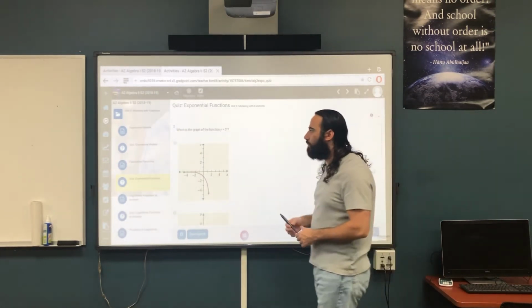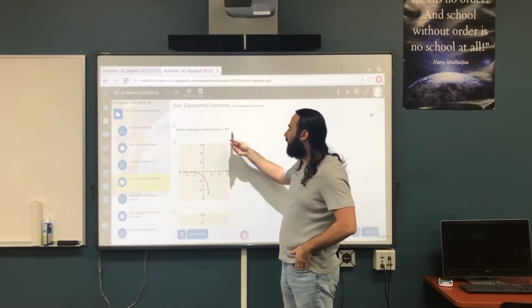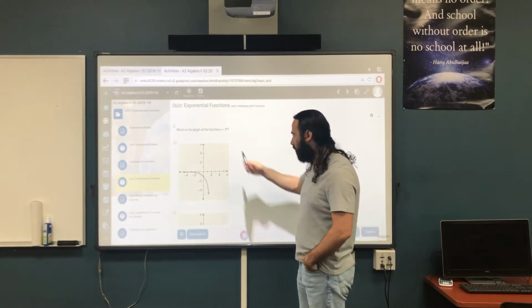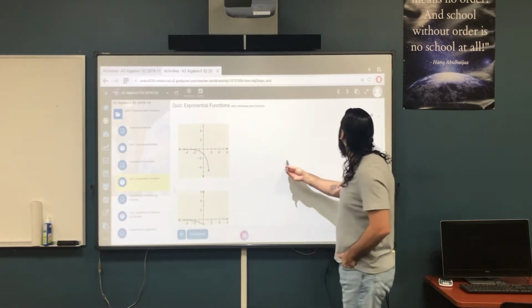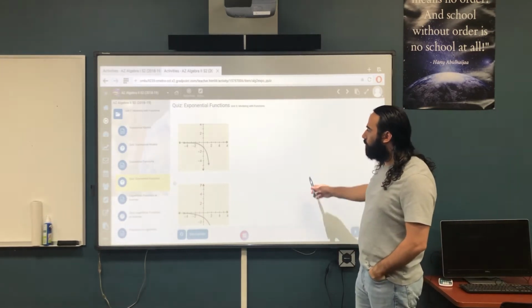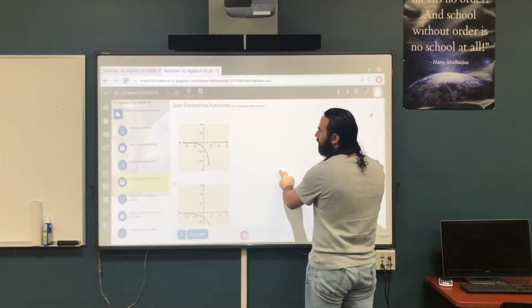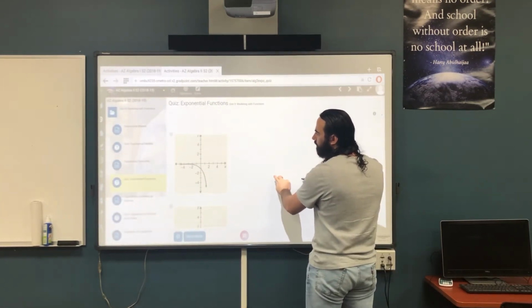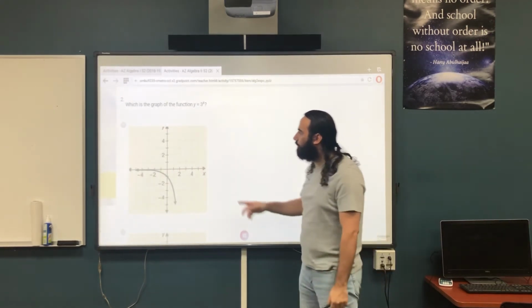Question 2, of course, the same thing. Which is the graph of the function y equals 3 to the power of x? Which one do you think? Can I zoom it this way? Yeah, I can zoom it. I hope you can see it better like that.